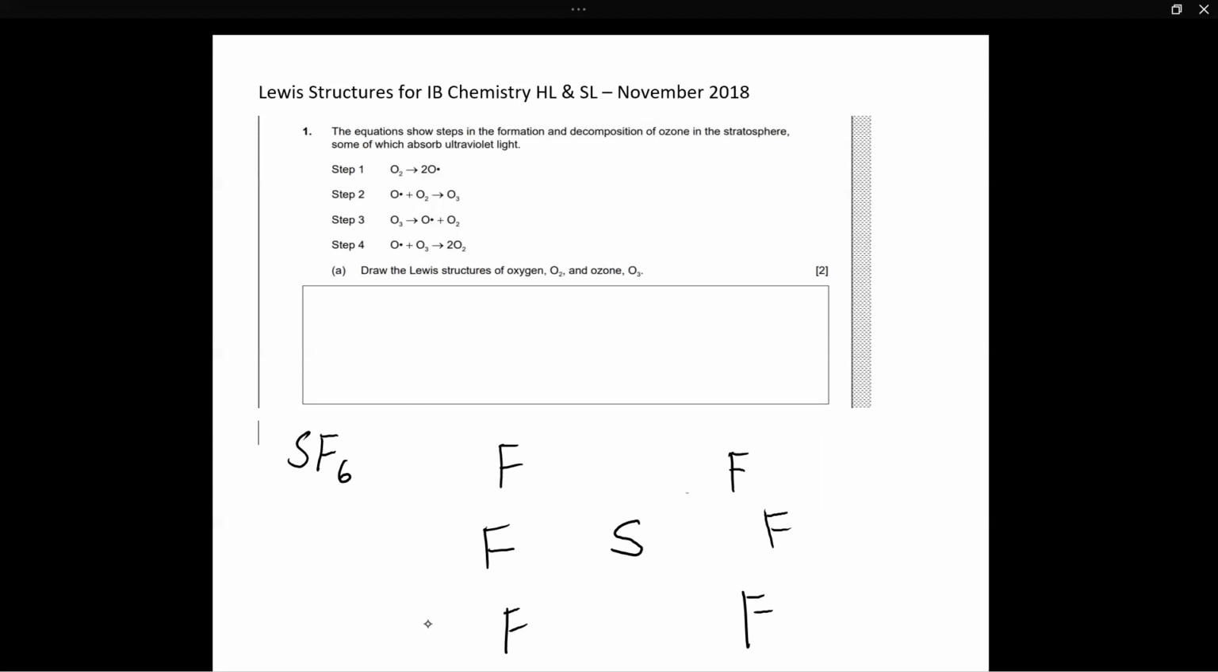Now, sulfur has 6 valence electrons, so I'm just going to draw that. These are sulfur's 6 valence electrons. And fluorine has 7 valence electrons.